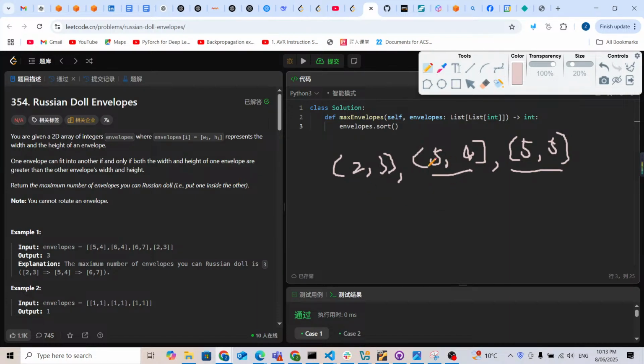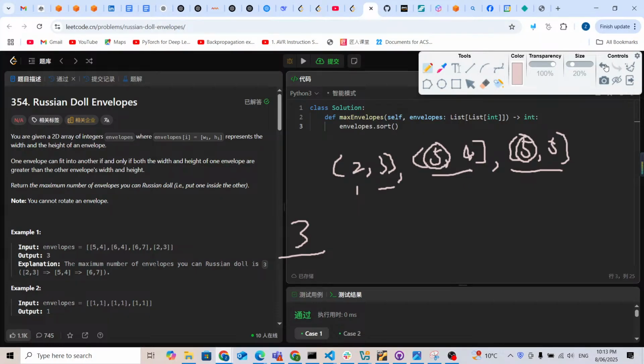For example, this is 2, 5, 2, 5, 2, 5, 5. It is okay. Now we're going to check the second dimension. It's going to be 3, 4, and 5. If we directly check the second dimension, 3, 4, and 5, the answer is going to be 3. But actually it is wrong, because we cannot put 5 and 4 inside 5 and 5. So what if there is the same number, this 5 and this 5? We're going to sort the second index in decreasing order.